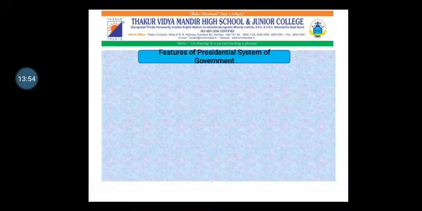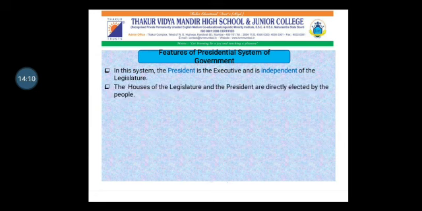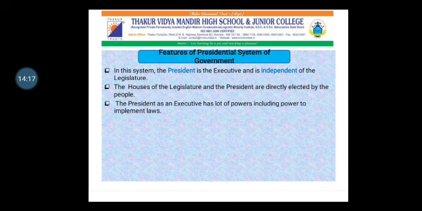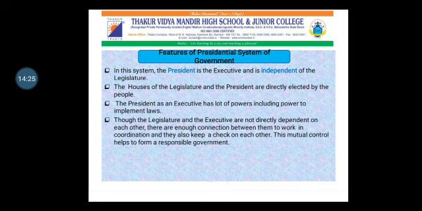Next, we will learn about the features of presidential system of government, the second type of government system. In this system, the president is the executive and is independent of the legislature. The houses of the legislature and the president are directly elected by the people. The president as an executive has lot of powers including power to implement laws, though the legislature and executive are not directly dependent. It means they are independent.